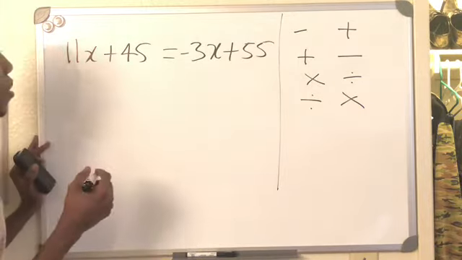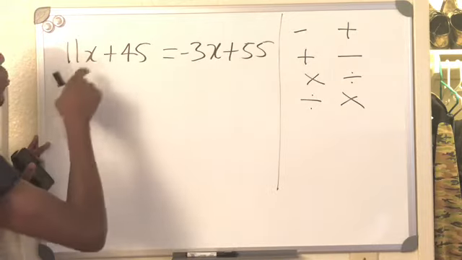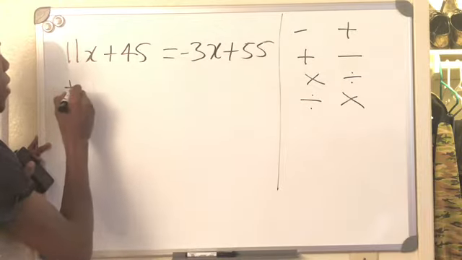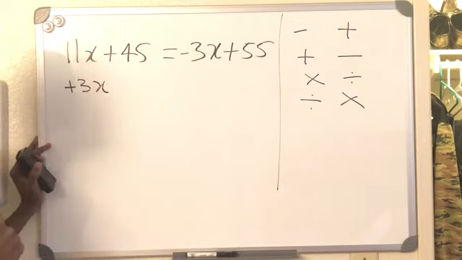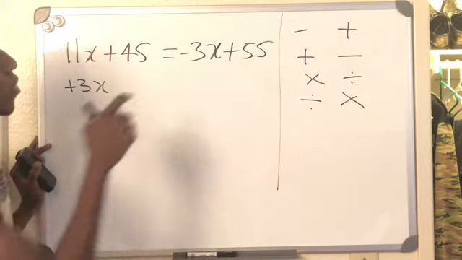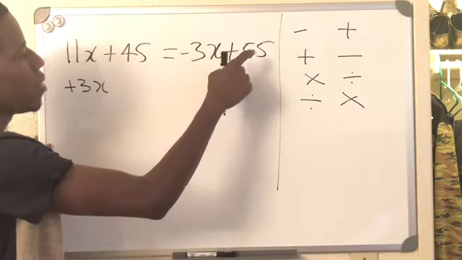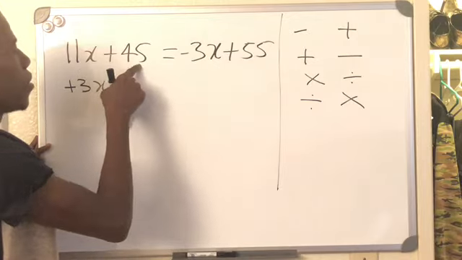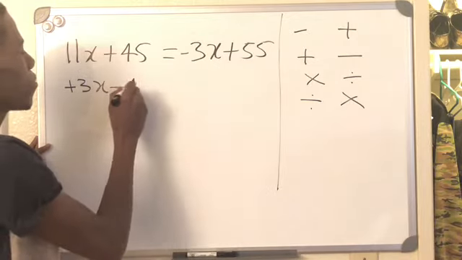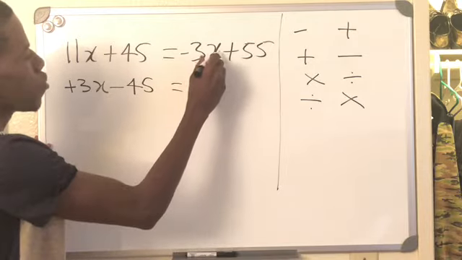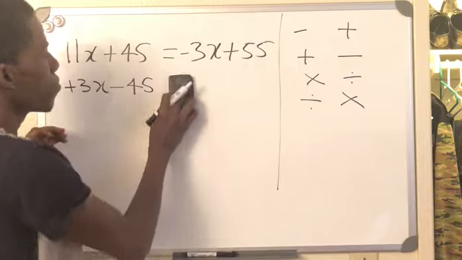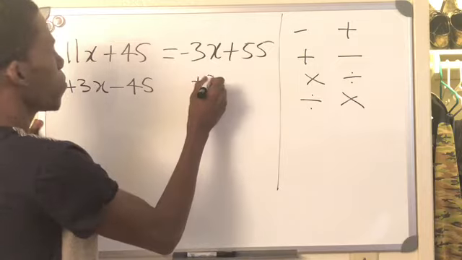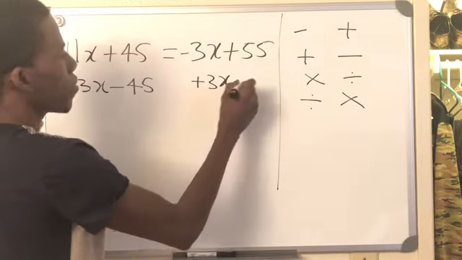For this one, we have a negative 3x right here. We want to move it to this side. It was negative 3x, so we're going to add a positive 3x. We have a positive 55, it's just going to stay here. We have a positive 45 right here. We're going to subtract 45, and we're going to subtract 45 from this side too. The same thing, plus 3x, subtract 45.